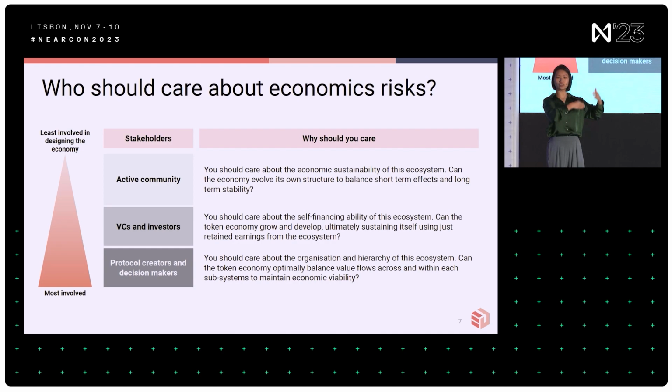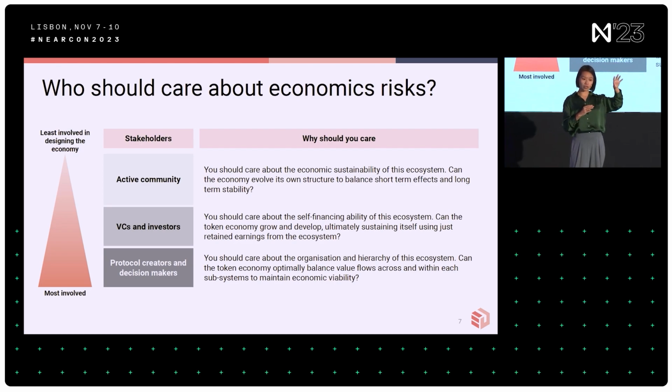Yes, we would like to switch this around where active communities are most involved, but voter apathy is a real thing, and that's why we put the active community above, and then VCs and investors, and finally protocol creators and decision makers. As a protocol decision maker, as a protocol creator, you have the most vested interest to make sure that the protocol is going well. Why? Because VCs and active communities are all short-term and mid-term focused. As a protocol creator, you are long-term focused.